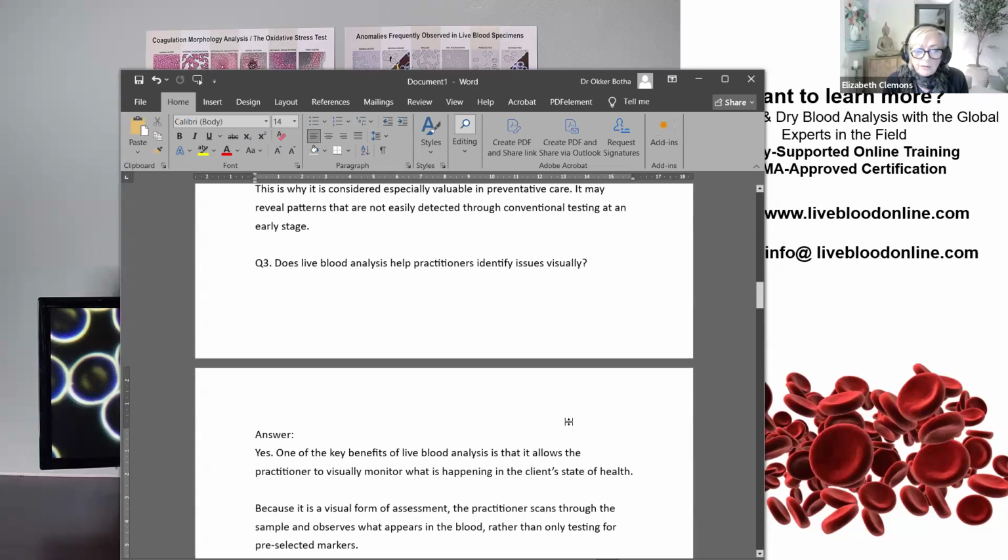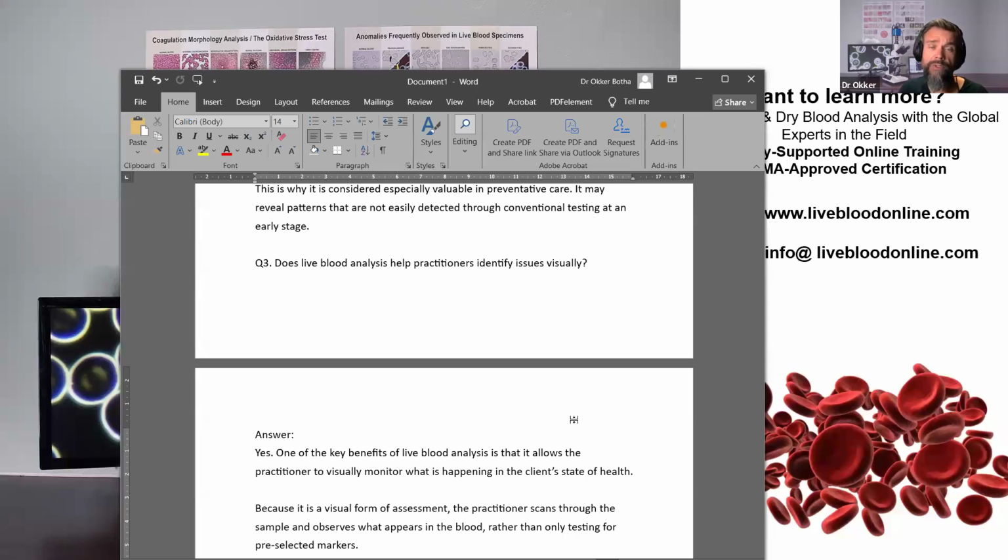Yes, so does live blood analysis help practitioners identify issues visually? Yes, absolutely it does. The visual impact is one very important aspect in practice, because it helps to motivate clients and keep them more compliant during the course of treatment. But the visual aspect is also extremely helpful for practitioners.